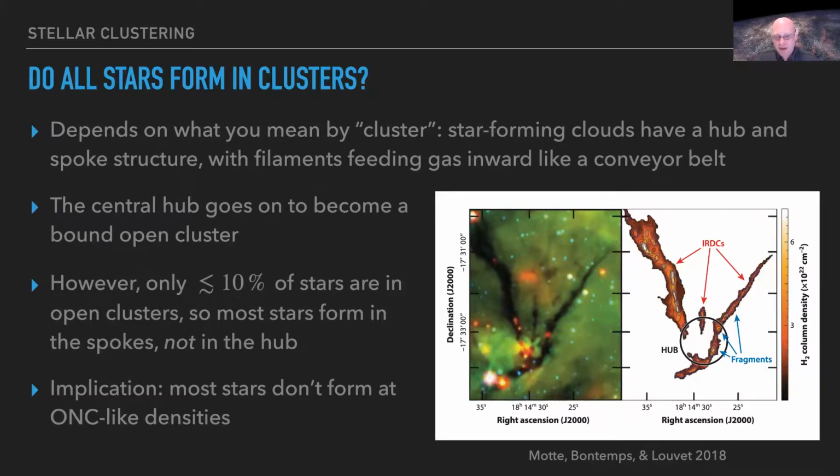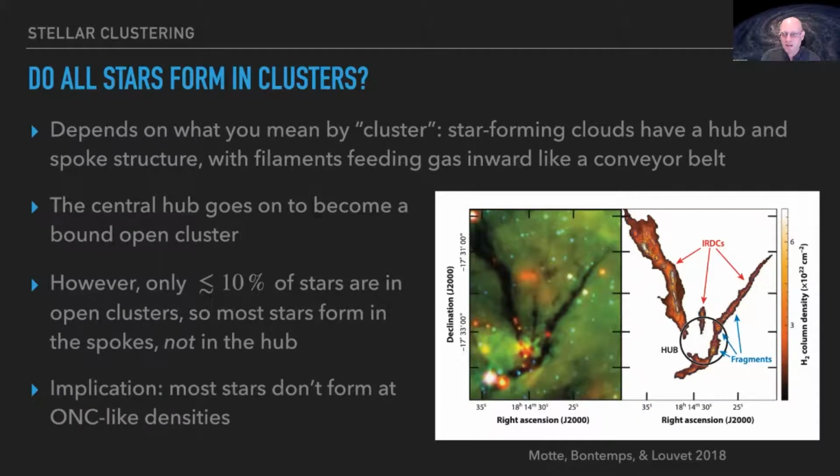So the modern view is that star-forming clouds have a sort of hub and spoke structure where you have filaments of gas feeding mass inward to a central hub region like a conveyor belt. And that's shown in this plot from Mott et al., where you see these dark lanes, that's gas flowing inward to this central hub region. And this central hub region is what will go on to become a bound open cluster.